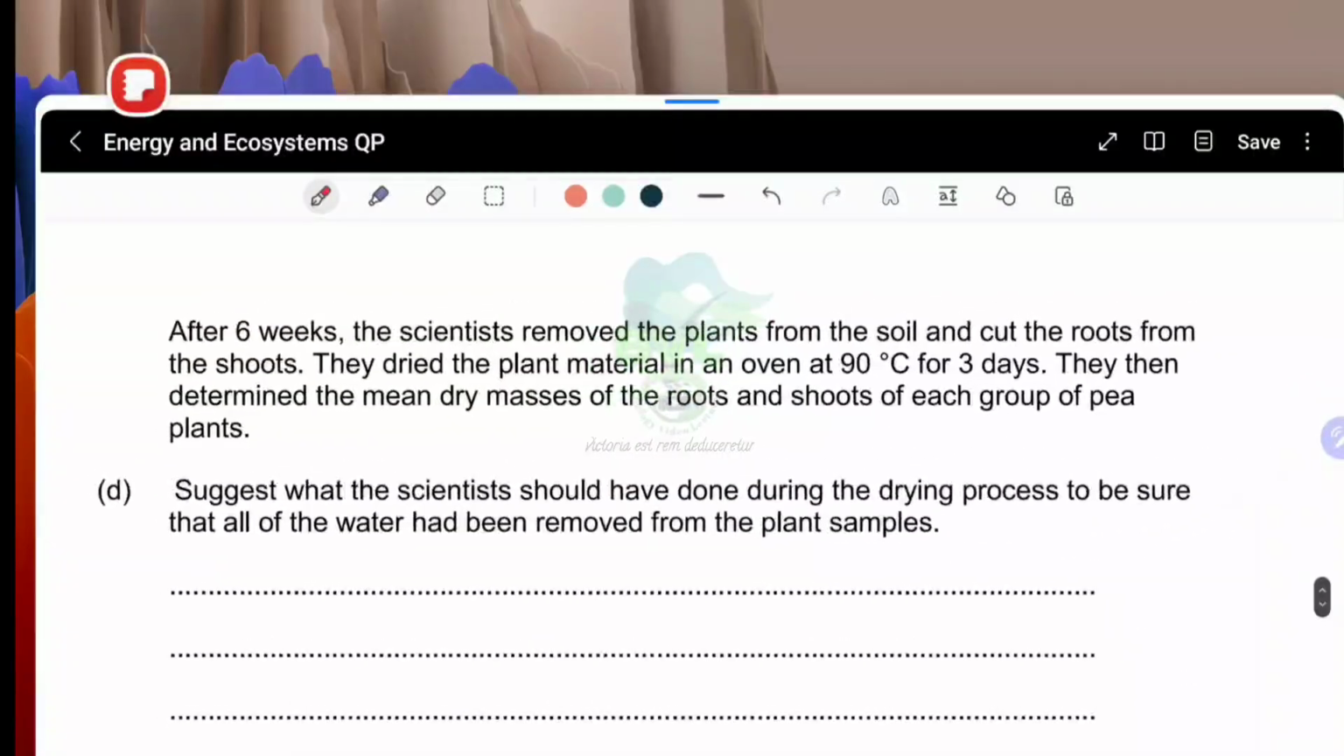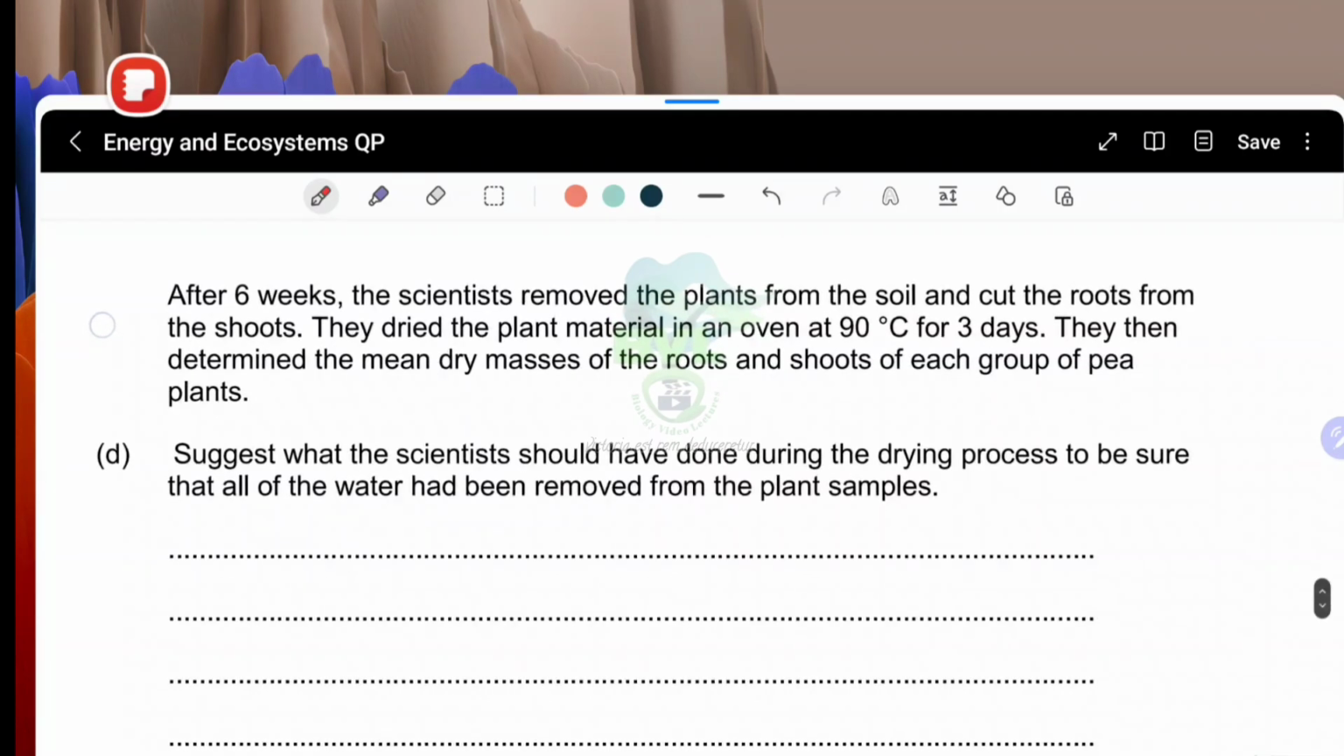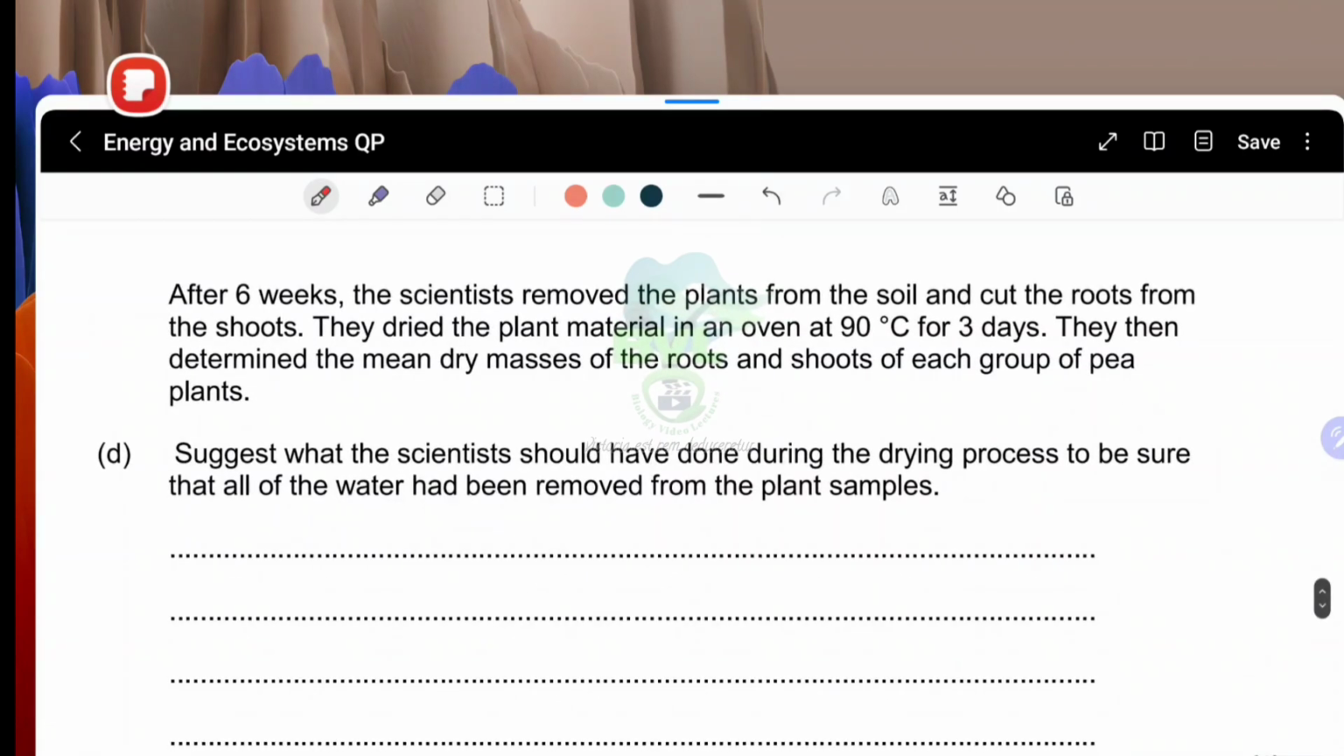Now, after 6 weeks, the scientists removed the plant from the soil and cut the root from the shoots. They dried up the plant material in an oven at 90 degrees Celsius for 3 days. Then they determined the mean dry mass of the root and shoot of each of these groups of peas. Talking about those peas that agree with these things.